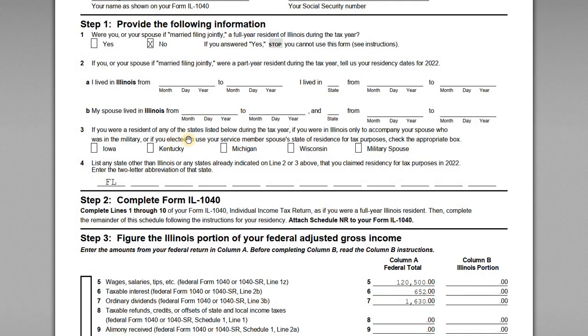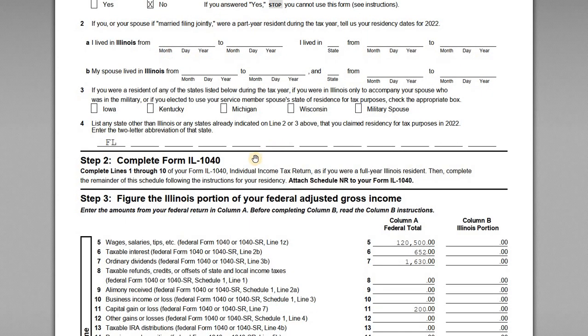Question 3, if you were a resident of any of the states listed below, if you were in Illinois only to accompany your spouse who is in the military, or if you elected to use your service member spouse's state of residence for tax purposes, check the appropriate box. So none of these apply, certainly, because Jacob is a resident of Florida, for one, and he's unmarried. But these states have reciprocal agreements with Illinois where if you are working in the state, you can be exempted from tax for this purpose because you're basically commuting and living there because you have a spouse that's in the military, right? And so in our case, none of that applies, so we haven't checked any box.